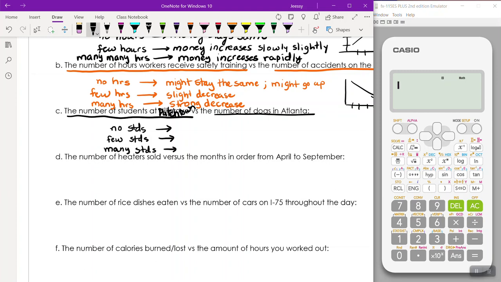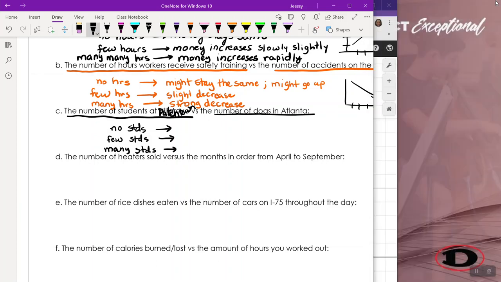No, they keep producing, you feel me? We're not talking about, okay. So I think the conclusion that we should make here is that the number of students here in Hampton has nothing to do with the number of dogs in Atlanta because they're two completely different locations. Are we clear? So there is no correlation between it.